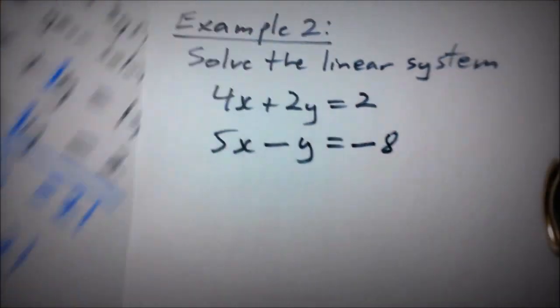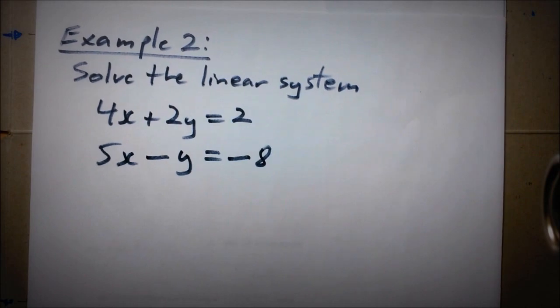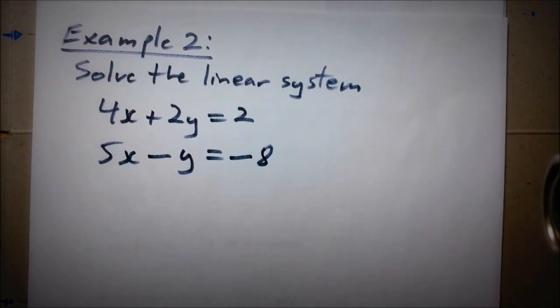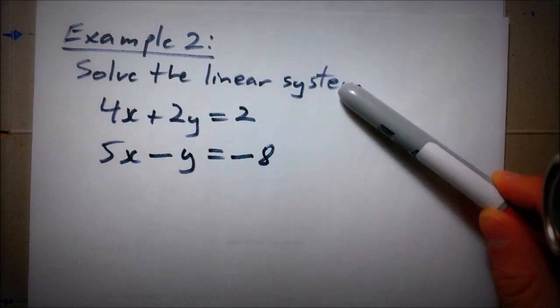Let's look at another example. Let's look at example 2. It says solve the linear system. So we have 4x plus 2y equals 2, 5x minus y equals negative 8. And we're going to use the method of elimination.